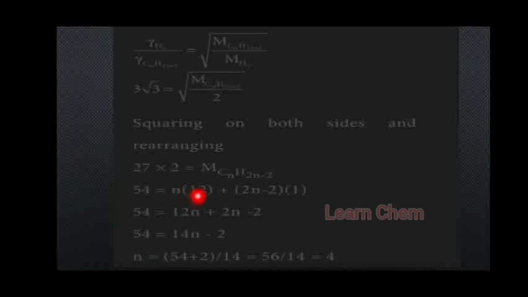mass of carbon atom, which is 12, plus number of hydrogen atoms, which is 2n minus 2, and mass of each hydrogen is 1. So 54 is equal to 12n plus 2n minus 2. So 54 is equal to 14n minus 2. Therefore n is equal to 56 divided by 14, which is equal to 4. Next question.